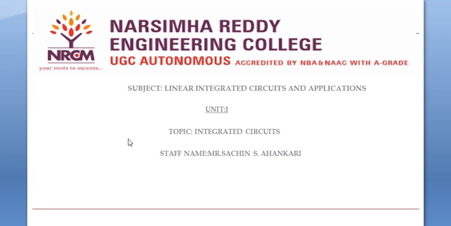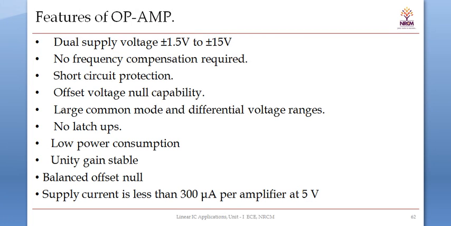So today in this session we will see about the features of op-amp and the inverting amplifier using op-amp. The first feature is dual supply voltage. You are applying plus VCC and minus VEE. It is generally ranging from plus or minus 1.5 volt to plus or minus 15 volt. In general, you are applying the voltage of 12 volt to 15 volt to the plus VCC and minus VEE pin of the op-amp IC.